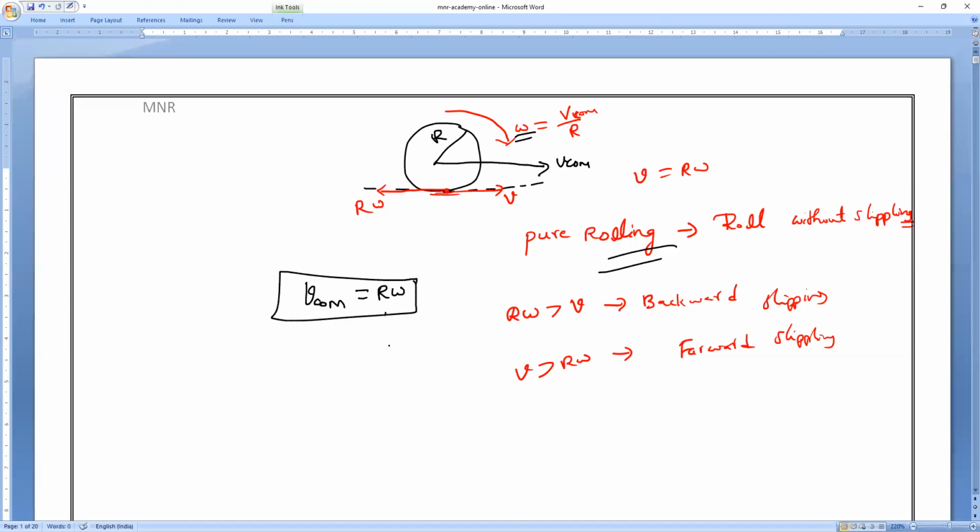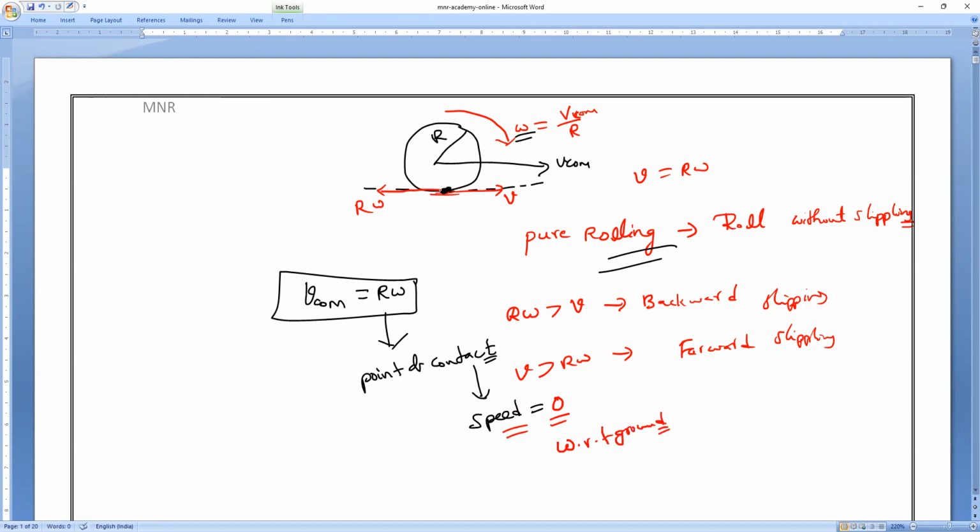At the point of contact, what is the speed of the point of contact with respect to the ground? I already taught you. The speed of the point of contact with respect to the ground is zero. Understood? Then only it is said to be pure rolling.